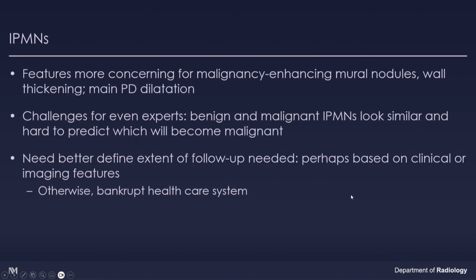What are the features that we worry about? The features that we worry about for malignancy include if we see a mural nodule, if we see wall thickening, if we see main pancreatic duct dilatation. That's a key feature that we worry about. But these can be challenging even for experts because the benign and malignant IPMNs can often look similar, and it's hard to predict, in fact, which ones are going to become malignant, and that's our biggest challenge. So we need to better define the extent of follow-up needed, perhaps based on clinical or imaging features. Otherwise, obviously, we're going to bankrupt our healthcare system.